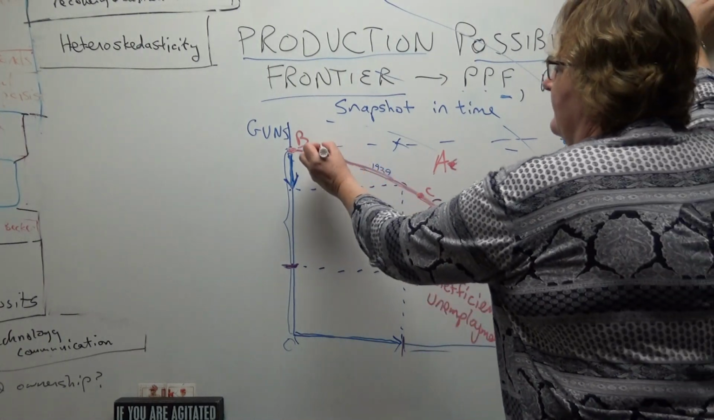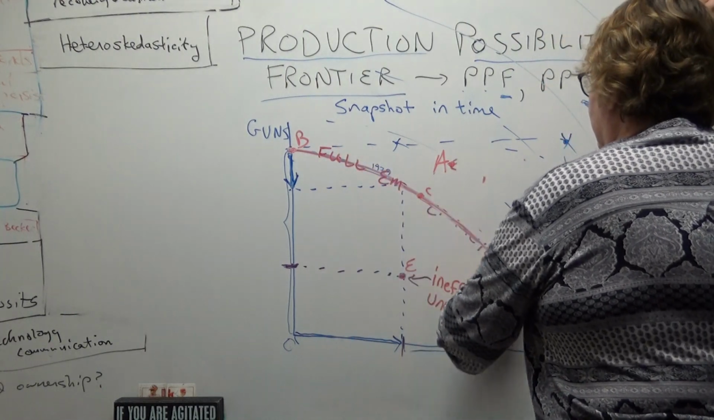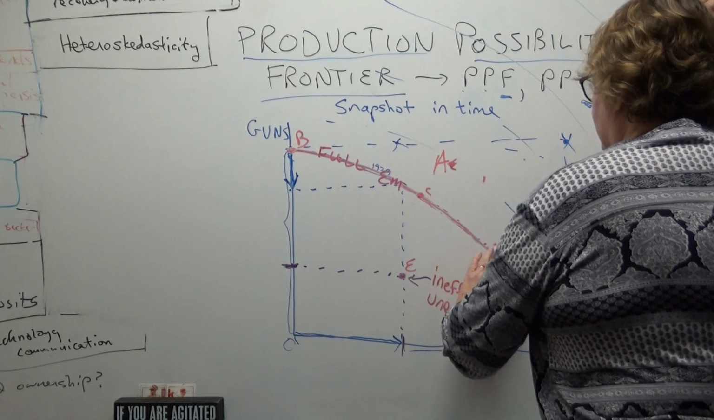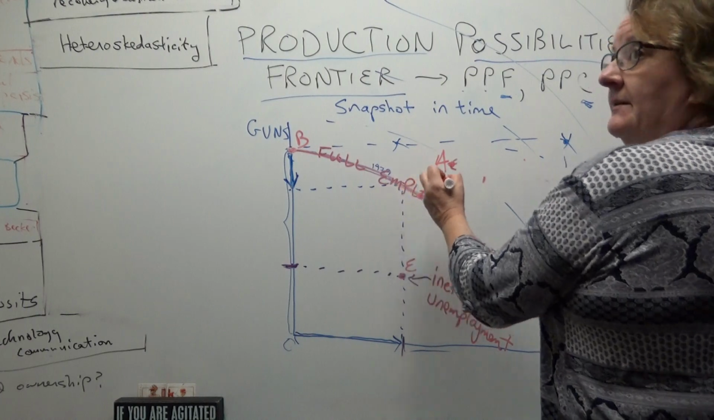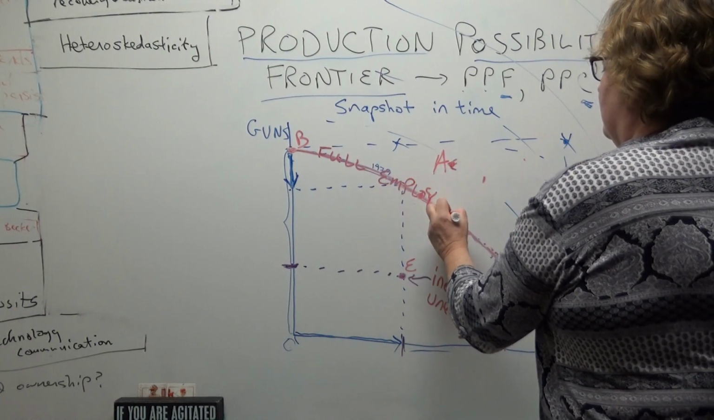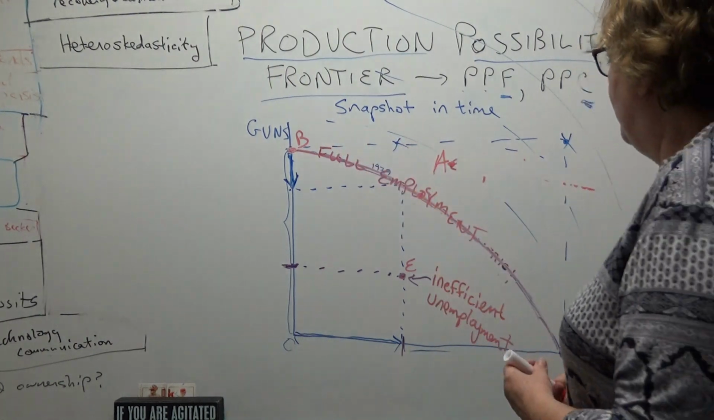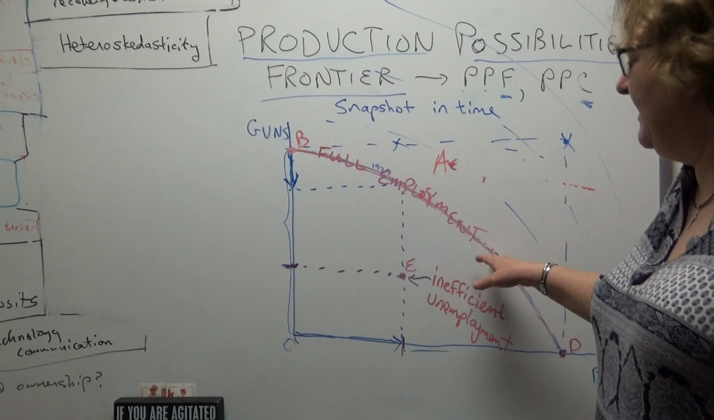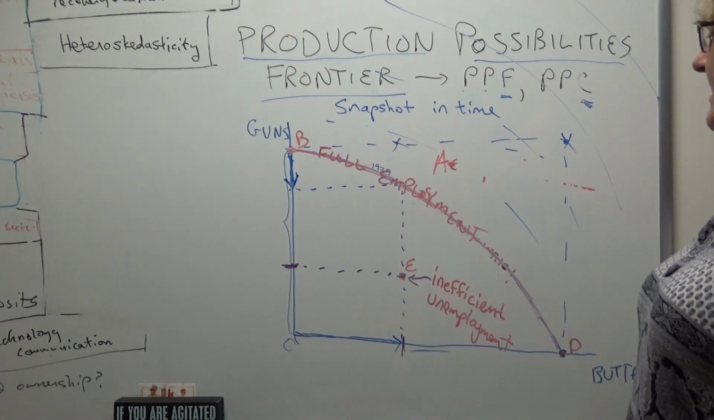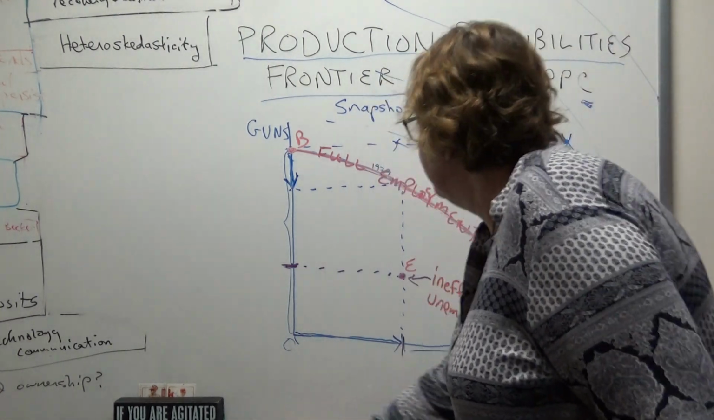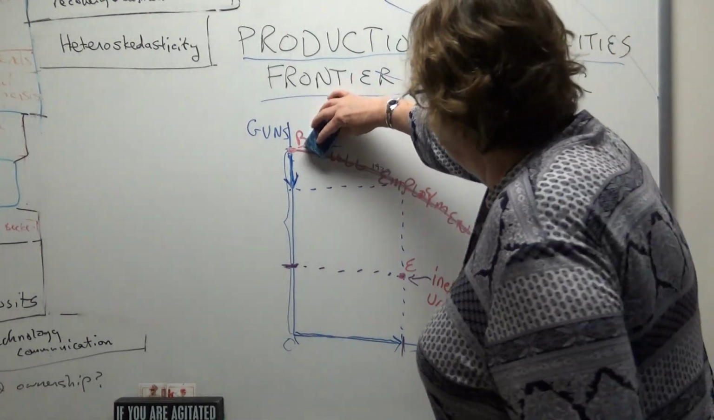Okay? Also, efficient also means full employment. So, full employment, I'm going to get rid of the word efficient here. Full employment is also another term for being on the PPF. So in other words, this is the most we can produce, and we're going to have to make choices if we want to have more of one thing than something else.